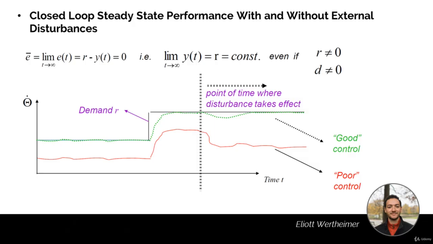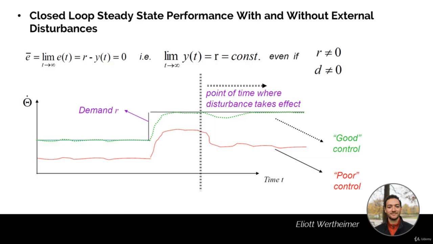In that case, it also means that we want the limit of y(t), so the output of the system with respect to time, to be equal to r, our reference, or a constant with respect to time. And this is as time goes to infinity. And we want that even if r is different from 0 and even if there are disturbances in the system, d being disturbances here.